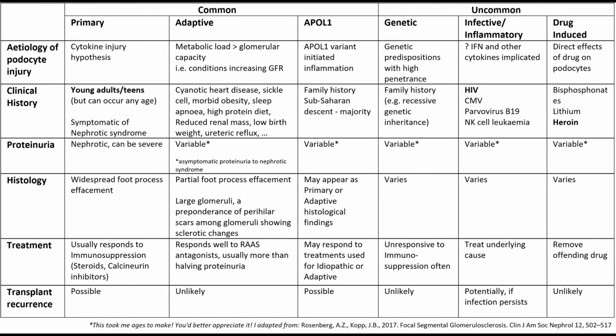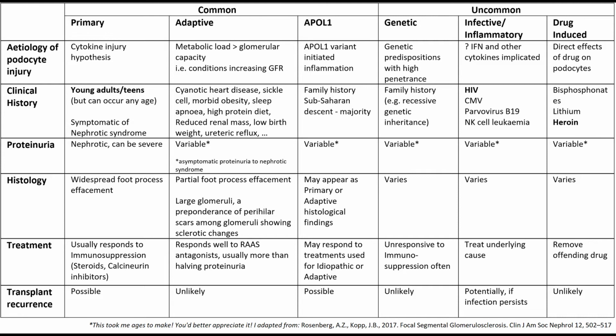Because adaptive isn't really caused by an immune problem damaging the kidneys, it's more of a physical problem, one where there is too much filtration going through the glomeruli. So this one actually responds well to renin-angiotensin system antagonists, and this can halve proteinuria and prevent progression.